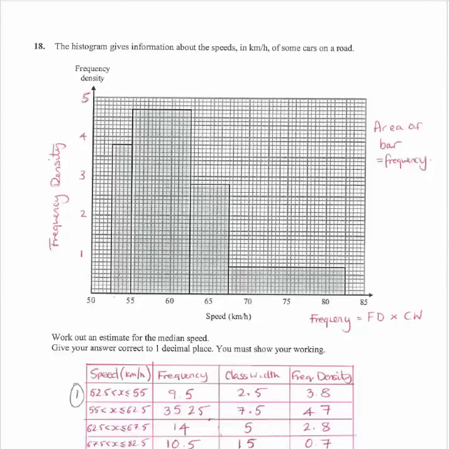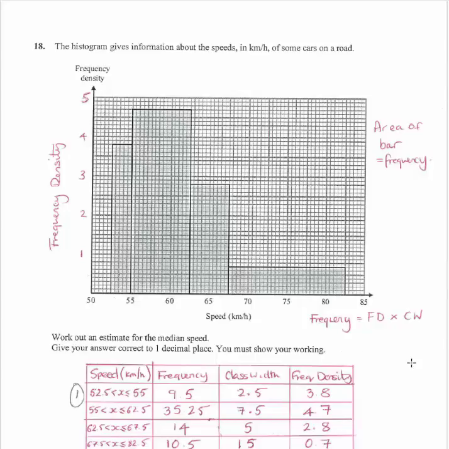Okay, so question 18 talks about the histogram giving information about the speeds in kilometers per hour of some cars on a road. Going up on the vertical axis, we've got what's called the frequency density, and going along here is the speed. And the thing to remember about a histogram is it is the area that is the frequency. It says work out an estimate for the median speed. Give your answer correct to 1 decimal place. You must show all your working.